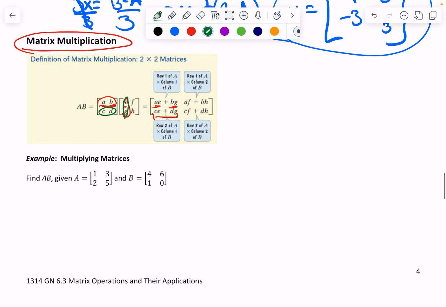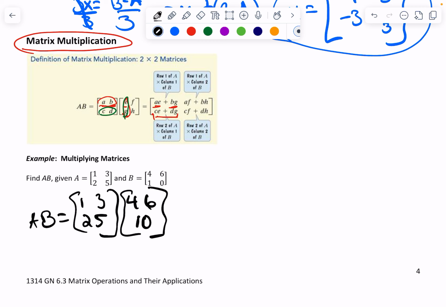Okay, let's do this together. So we're finding matrix A times B. So 1, 3, 2, 5 times 4, 6, 1, 0. Okay, so we are multiplying the first row by the first column. So 1 times 4 plus 3 times 1. That would be our first row, first column in our matrix.